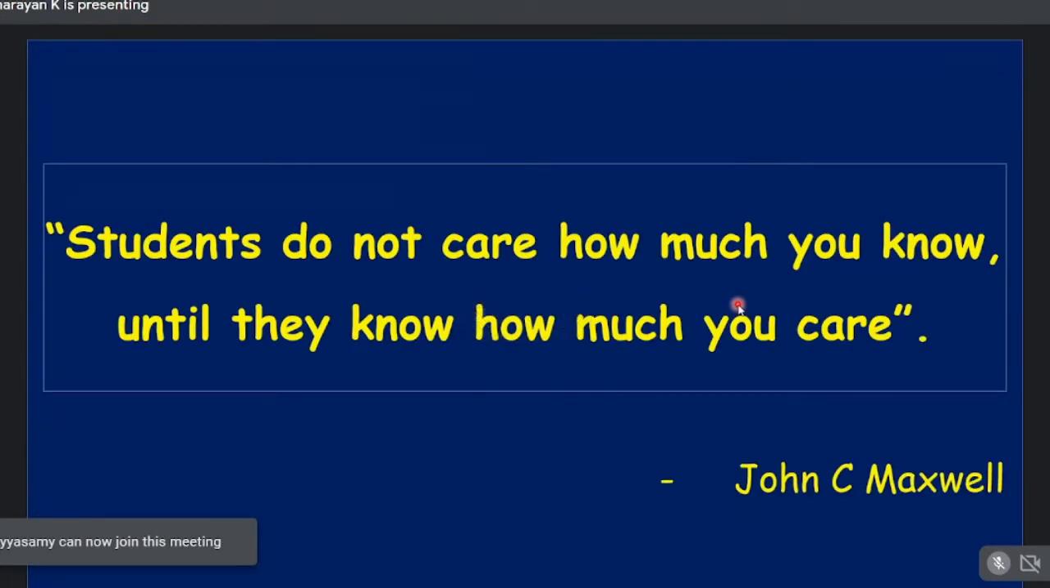Students do not care how much you know until they know how much you care. The student must see your care. They know your knowledge, but they must know that you care for them. And this statement by John Maxwell is perhaps something that you should always keep reminding yourself, that students do not care how much you know until they know how much you care for them.